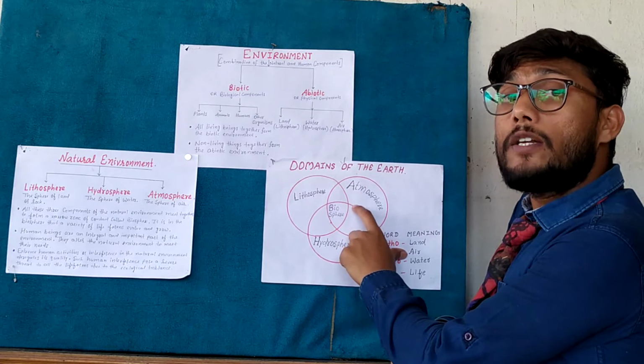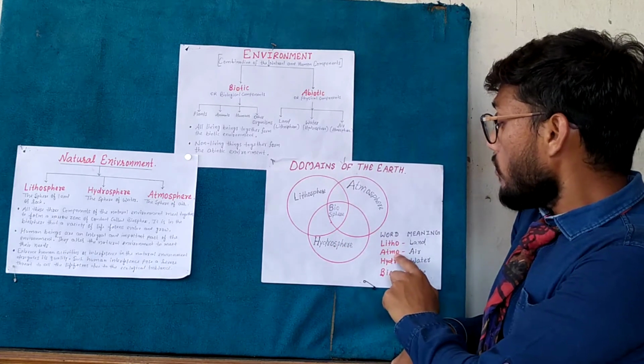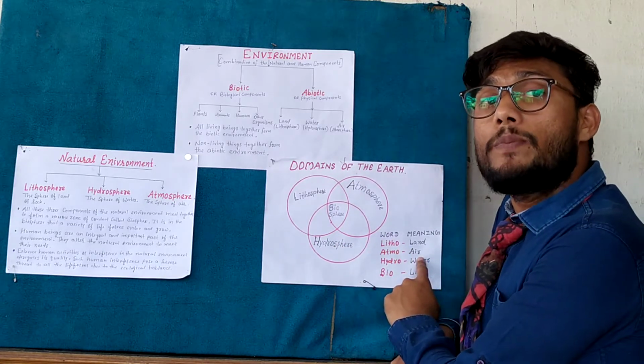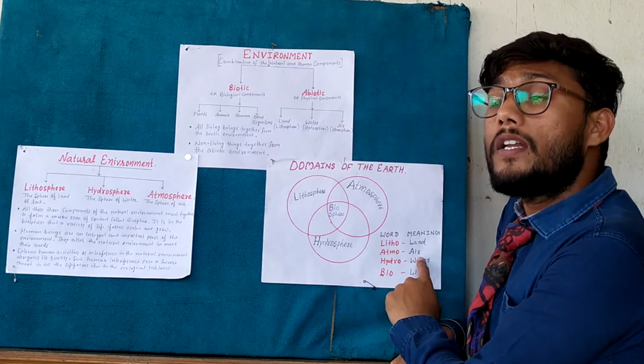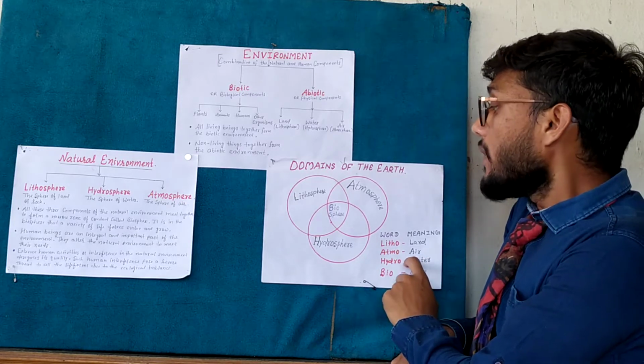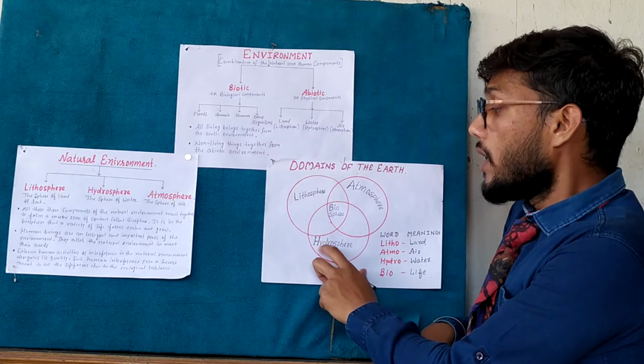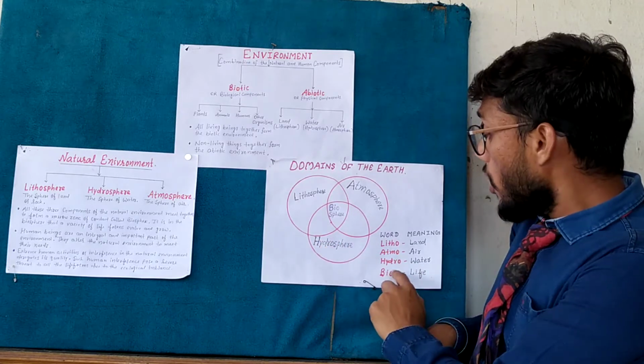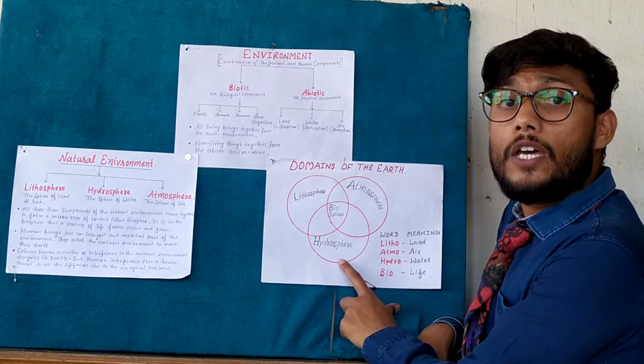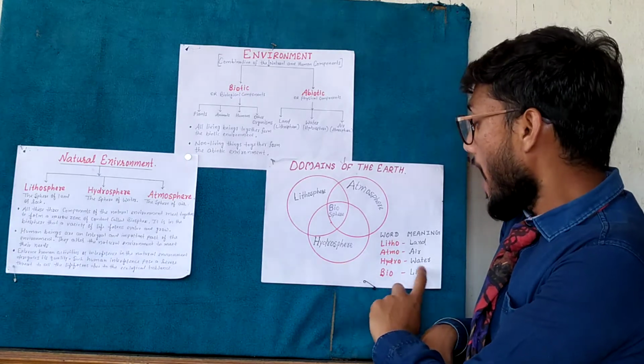The word atmo means air. That means the sphere of air is known as atmosphere. And the third one is hydro. The word hydro means water. That means the sphere of water is known as hydrosphere.